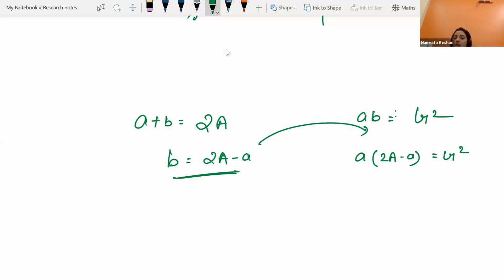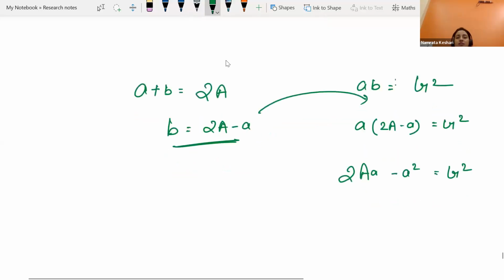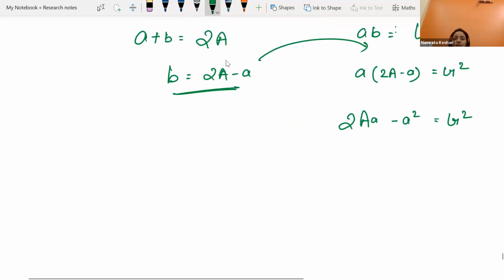Okay, it will become 2 capital A into small a minus a square is equals to g square. Again we got a quadratic form. Let's solve it and see what answer we get. This a square we can shift to the other side, it will become positive. This minus 2Aa we will be having, or you can take out minus common, whatever you understand. Okay, and this plus g square is equals to 0. Let's solve this quadratic form as before.